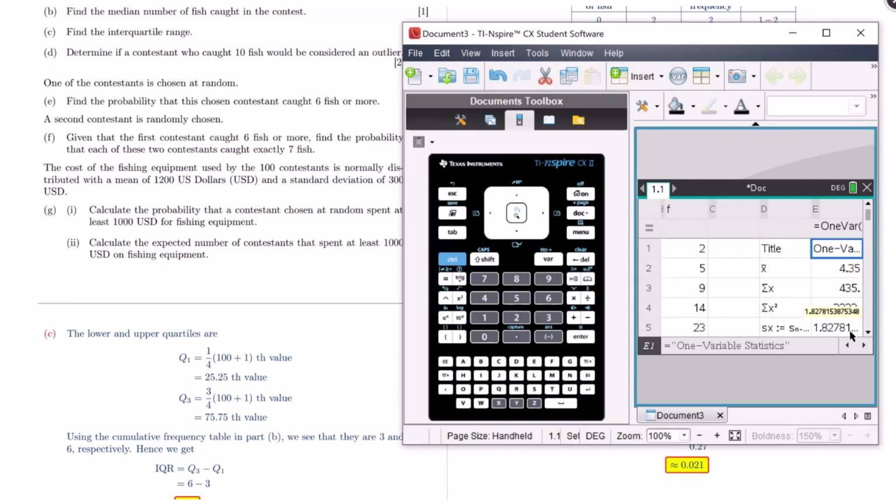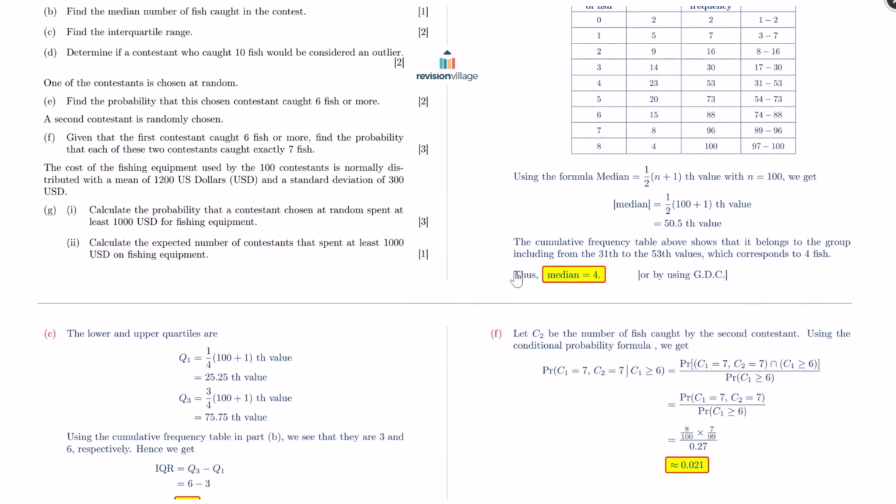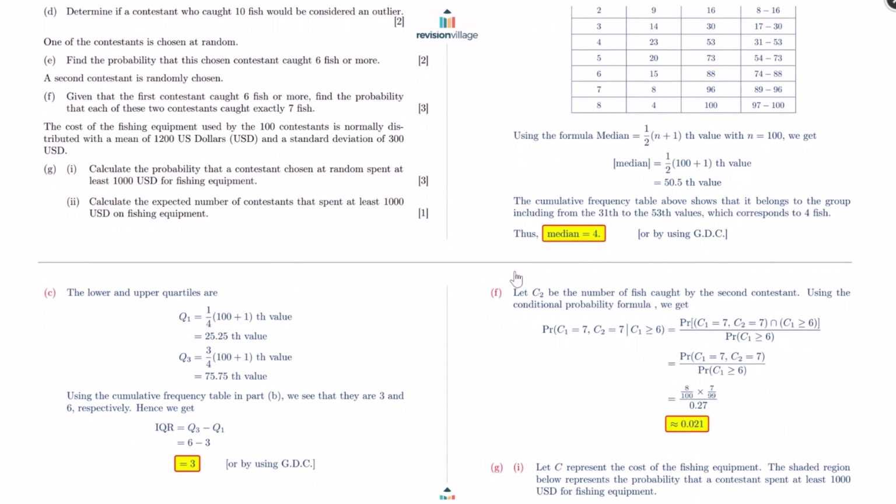But in this screen here, we actually are given the lower quartile, which is 3, and the upper quartile, which is 6. So when we have those 2 pieces of information, finding the interquartile range is pretty straightforward, because the interquartile range is just simply Q3, the upper quartile, subtract Q1, which is the lower quartile. So 6 take 3 is 3.